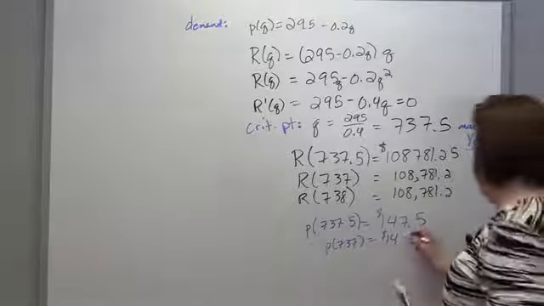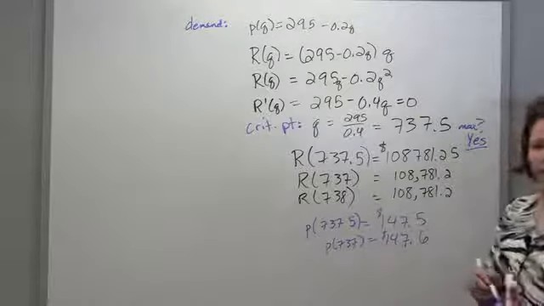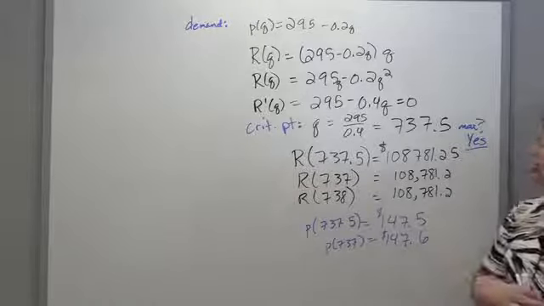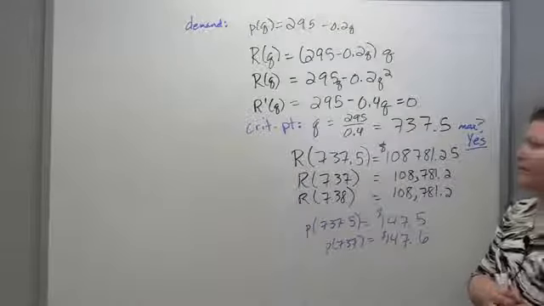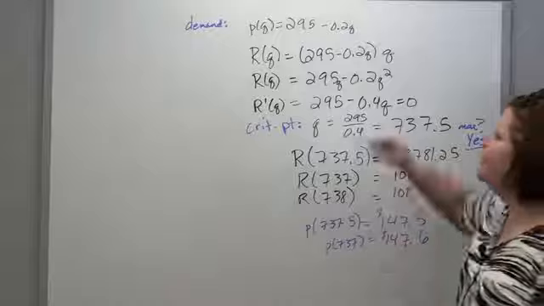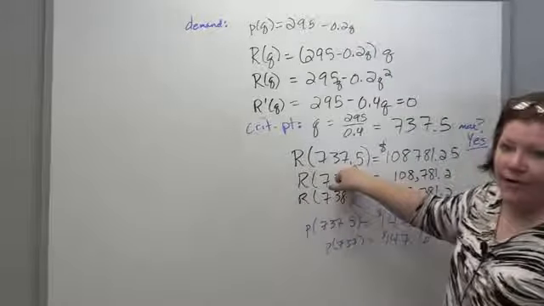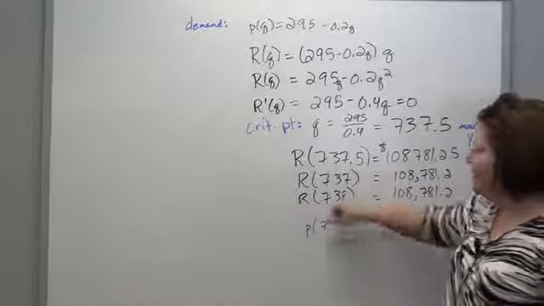We get 147.6, or both of those, and 147.5. So we have to be careful in the wording of this. If we knew what we were selling, does half of an item make sense, or do we have to stick with the whole items?